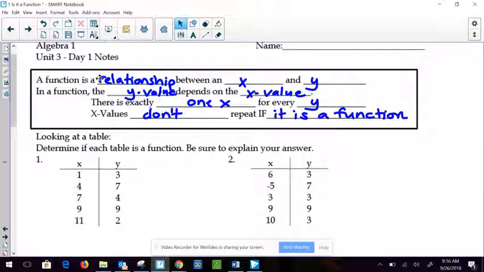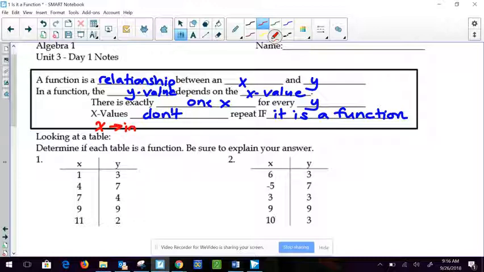Whenever you think of your x's and your y's, always think of x's as the input. So we're going to say x is an input and y is the output. So if you think of that, it will make things a little bit easier. So the first thing we're going to be looking at are tables.